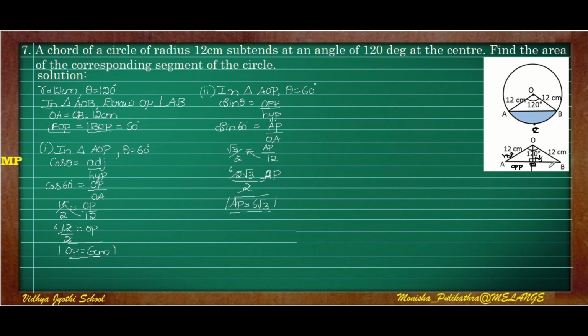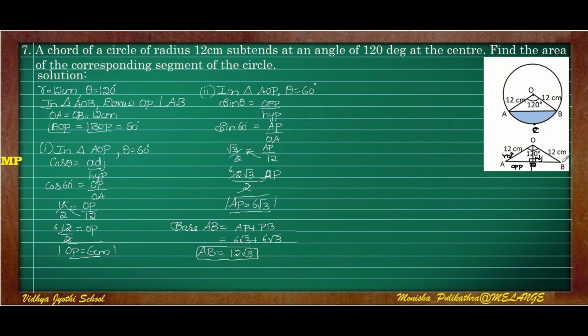But we need to find out AB, the base AB. Since the perpendicular line is drawn, the triangle is cut into two equal halves. So AB will be equal to AP plus PB, whereas AP and PB are equal to each other. So AP is 6 root 3 and PB is also 6 root 3. So the value of base AB we will get is 12 root 3.